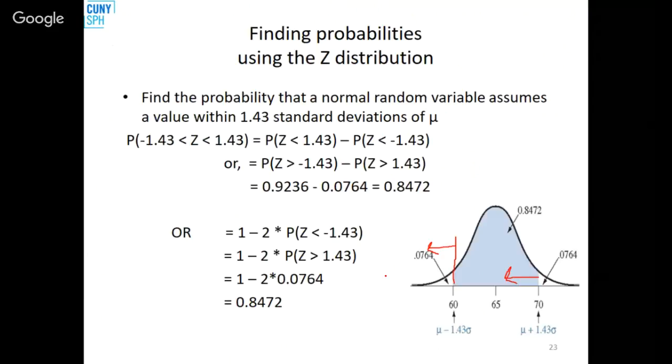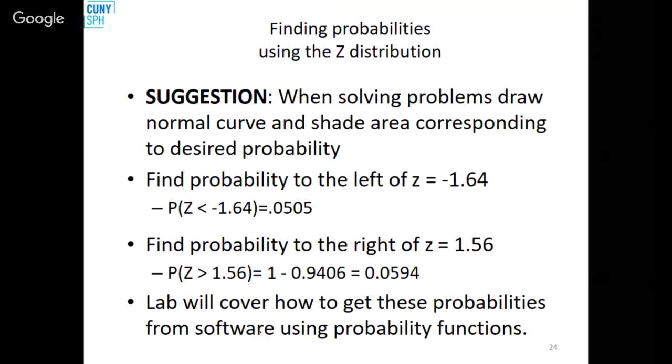Another way you could do this would be to start with 100%, subtract this left tail, and double that, because we know that the area up in the right tail is the same by this symmetric property. You get the same answer. So I have a suggestion for you: when you're given a problem that is written out in text, go ahead and draw the normal curve and shade the area that you're calculating. It'll help you not to make mistakes when you're doing it.